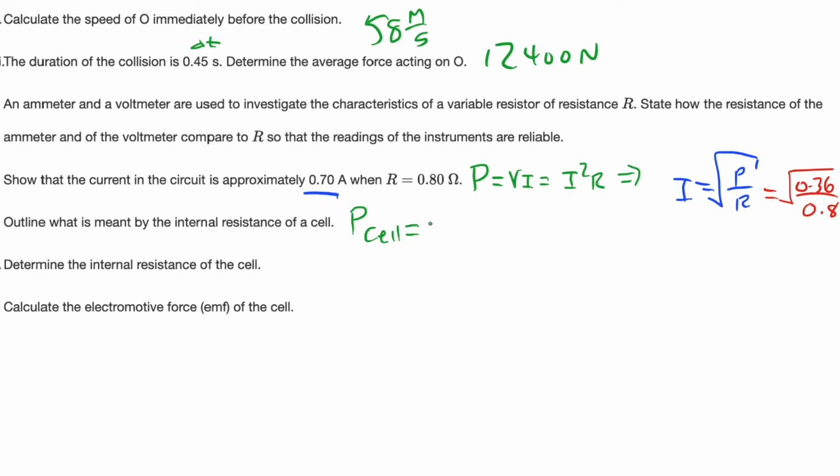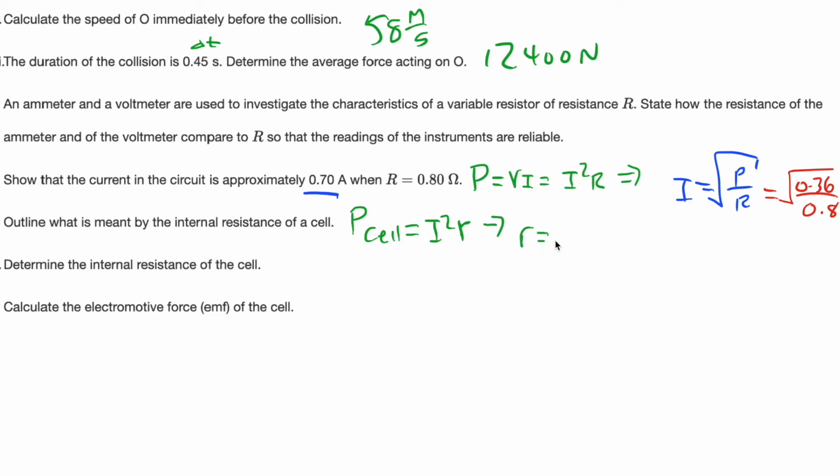P cell is going to be equal to current squared times the internal resistance. So I'm going to represent that by using r. This is because theoretically the power by the variable resistor should be the power of the circuit, right? Because the battery terminals are supposed to have zero internal resistance, so they're not supposed to have any power. But because there is some internal resistance, there's going to be some power here.